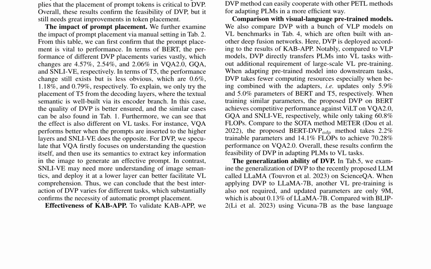KABAPP is shown to be effective in achieving performance close to manual search, with minimal computation and no additional pre-training. Furthermore, the study examines the generalization ability of DVP on the Llama model, demonstrating that DVP can adapt to new language models without extensive pre-training or large parameter updates. This research contributes to the development of more efficient and adaptable visual language models, enhancing their performance in various tasks.